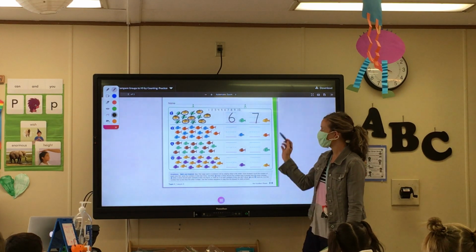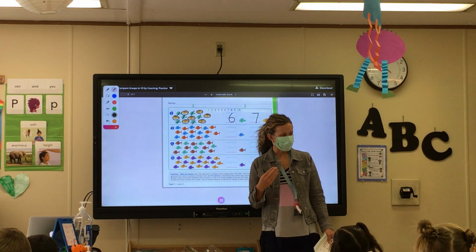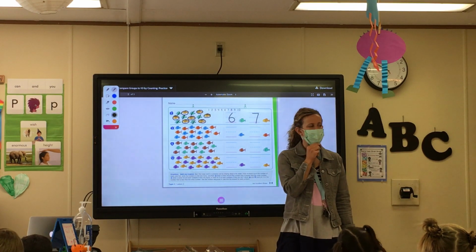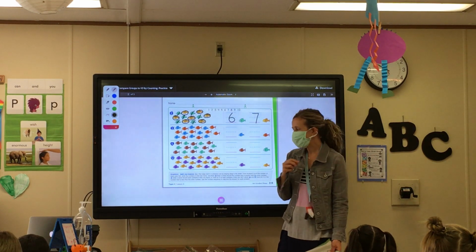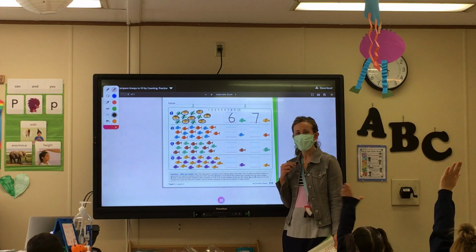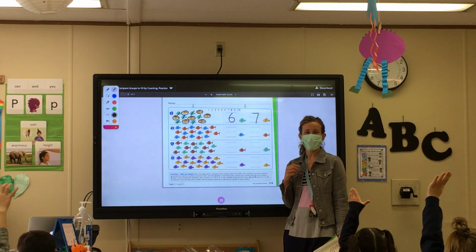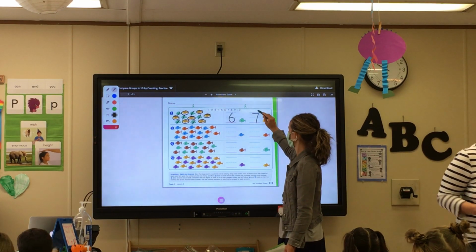All right. So for number 2, again, they would like us to find the amount that is greater. Which number is greater? Is it 6 or 7, Brayden? 7. 7, so we're going to circle it.